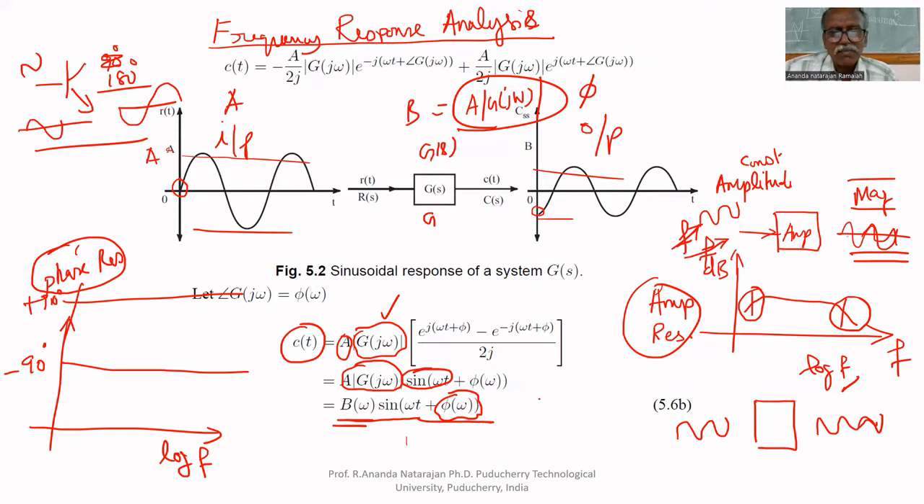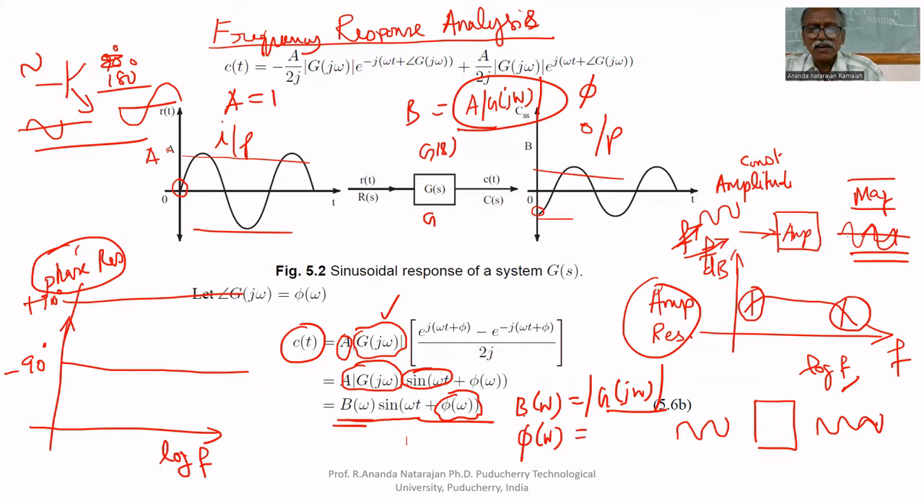Suppose A equals 1, then what is B of omega? B of omega equals the modulus of G(j omega), because A times the modulus of G(j omega) is nothing but the modulus of G(j omega) when A equals 1. The phase angle phi of omega is because of the phase shift introduced by the angle of G(j omega).